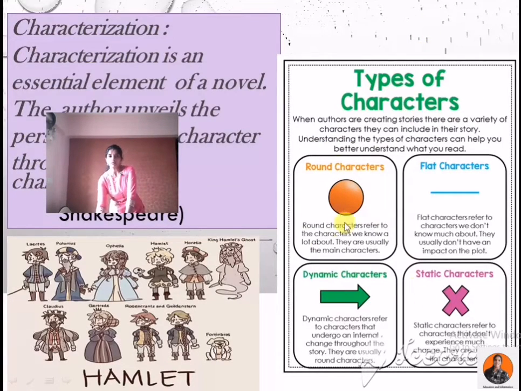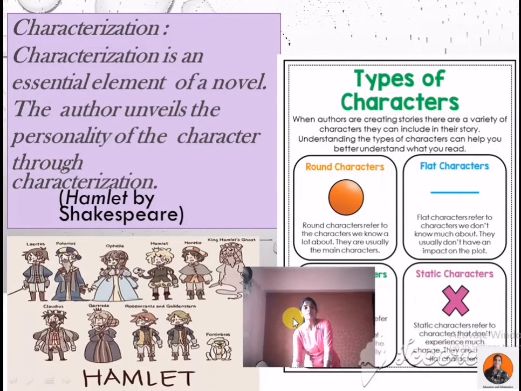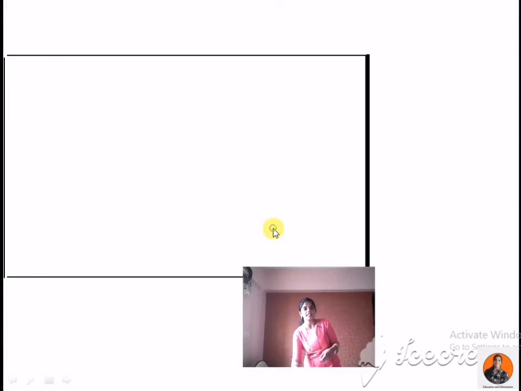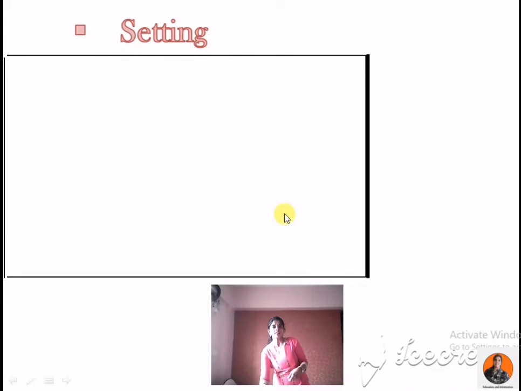Types of characters. These are the types of character a writer can take: round character, flat character, dynamic character, and static character. Any one or a mixture of characters the novelist chooses while writing the novel. Next element of the novel is the setting.